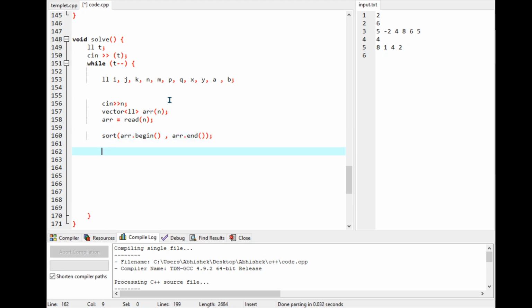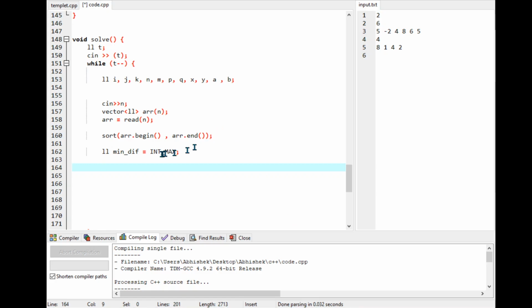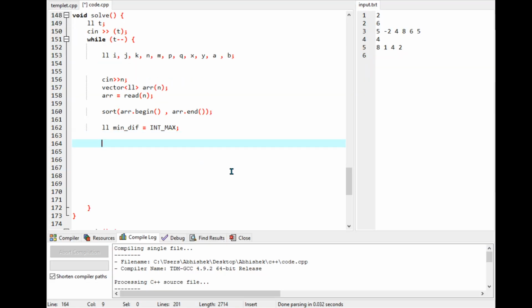So now we have the sorted array. So now let's get a min difference equal to, let's say, INT_MAX currently. The array size would be at least 3, so we would be getting some min difference. Okay, now we first need to just calculate this min difference and the position of the min difference.